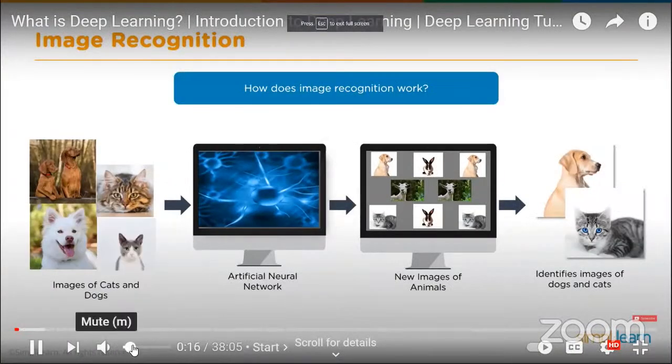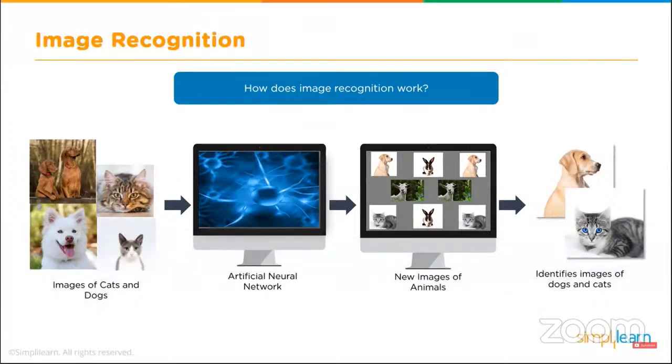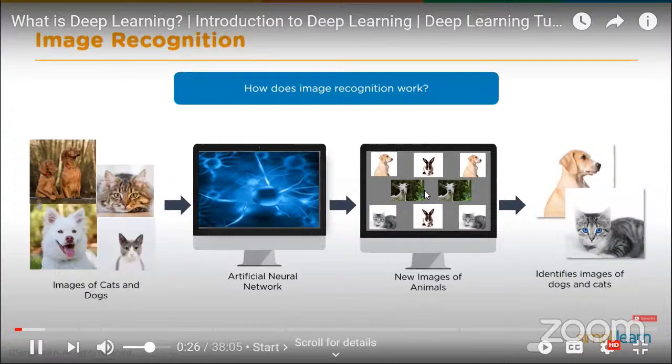Familiar with image recognition? How does image recognition work? You can train this application or your machine to recognize whether a given image is a cat or a dog. And this is how it works at a very high level.